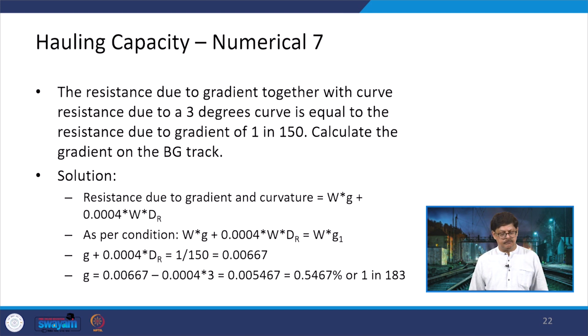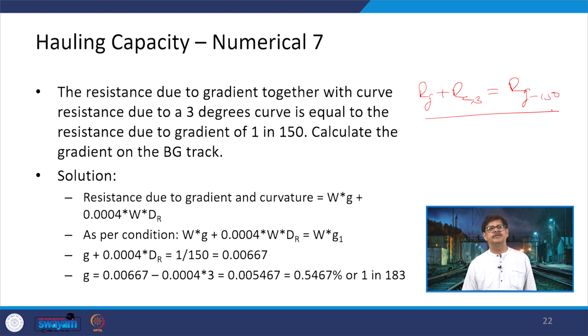Another numerical has been taken up here. It says the resistance due to the gradient together with the curve resistance. So there is a resistance due to the gradient and a resistance due to a curve of 3 degrees, and the total is equal to the resistance offered by a gradient of 1 in 150. This is the condition already stipulated in this numerical. What we have to calculate is this gradient G.